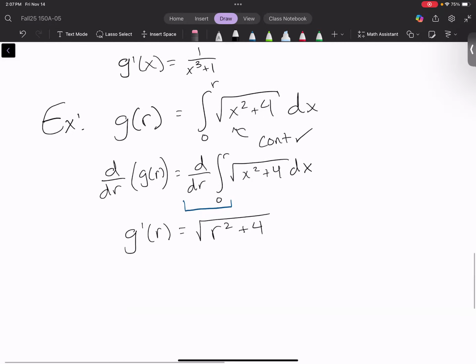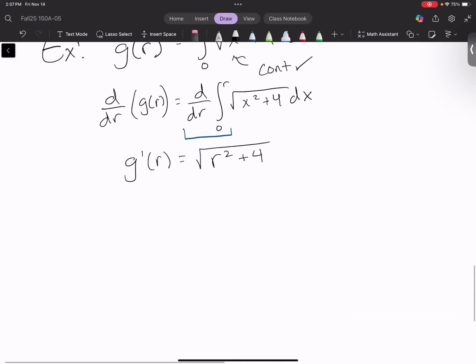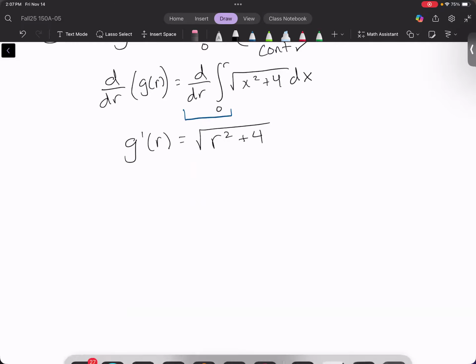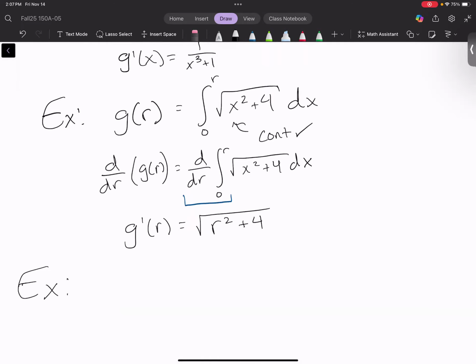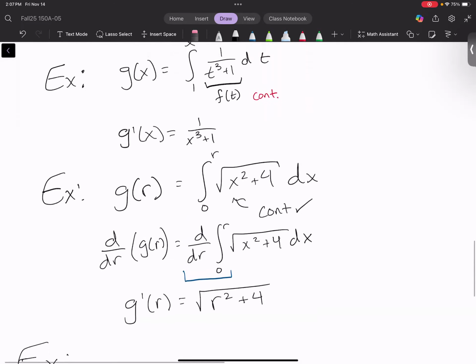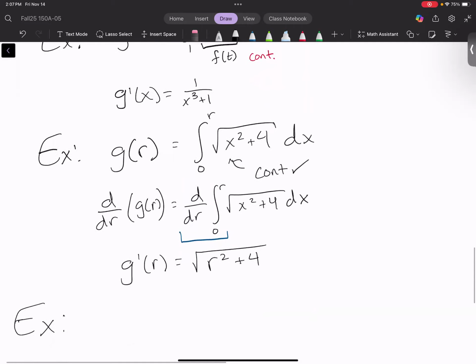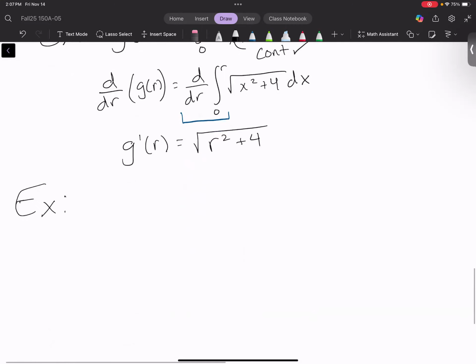Okay, let's get a little crazier. So let's do another example. Now we're going to be using chain rule. In both these examples, it was just the variable x or r or whatever in the bounds. What if it's not? What if it's a function all on its own? So let's look at capital F of x equals the integral from 1 to square root x of sine of t dt.